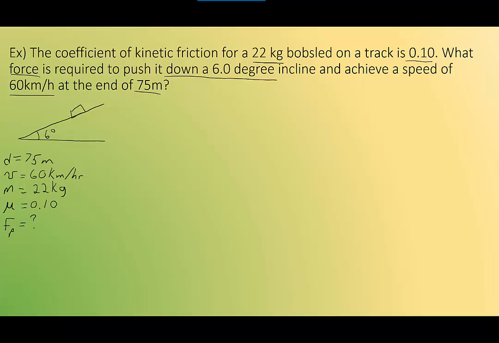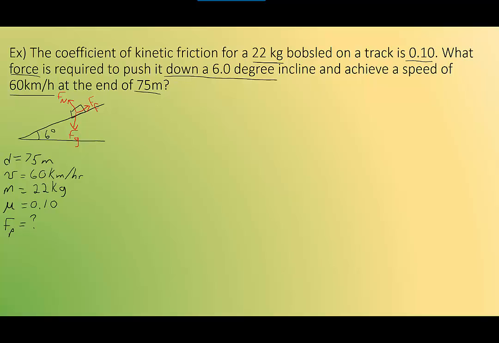So let's draw the force diagram. And again, I'm just going to do a quick sketch of it on the incline itself. We have the normal force. We have the force of gravity.